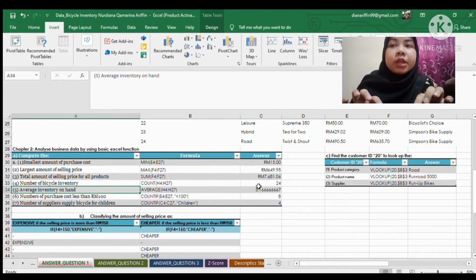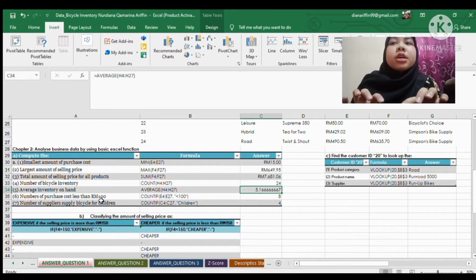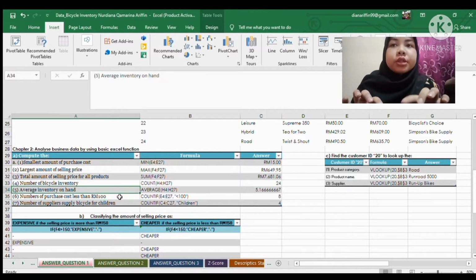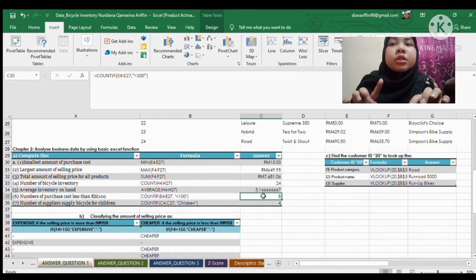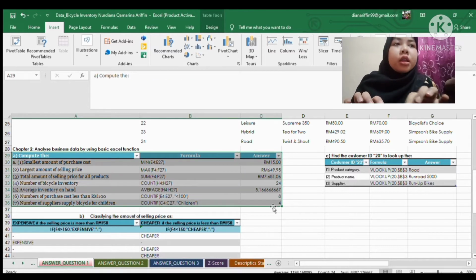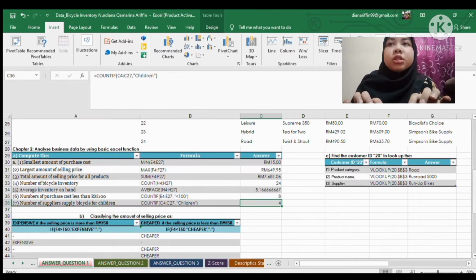Fifth is average inventory on hand. I use average function then data range for inventory on hand. Sixth is numbers purchase cost less than 100. Then I use COUNTIF data range for purchase cost and I add less than 100. Lastly is number of supplier. Supply bicycle for children. I use COUNTIF and then data range for supplier. And then I add children for the specific questions.